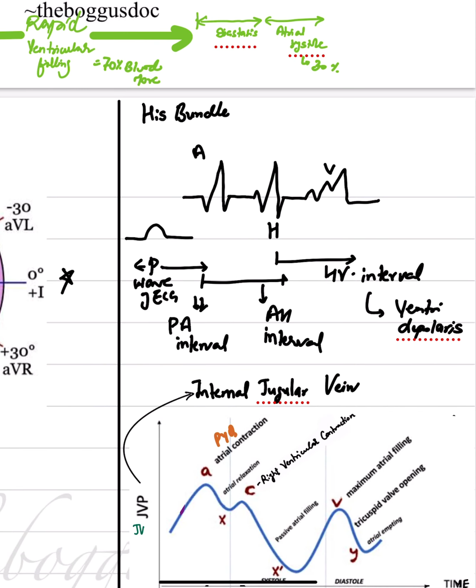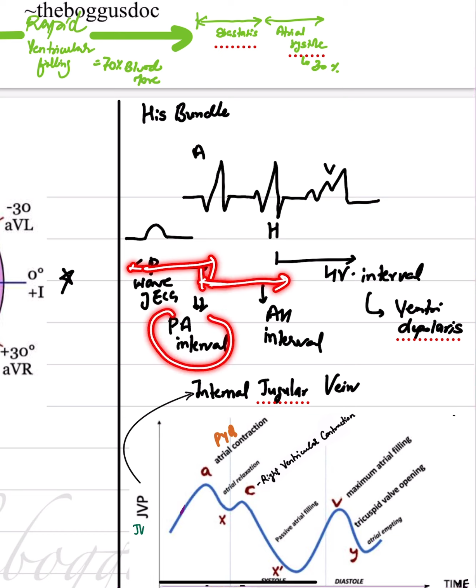His bundle diagram, His bundle ECG. This is A, this is H, this is V. Nothing specific. Just after atrial depolarization, this is the AV node. This is the P wave of the ECG, followed by the AV bundle, also the atrial bundle. This is the His bundle ECG, and this is followed by the ventricle.